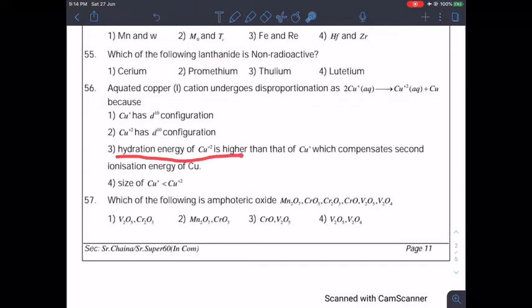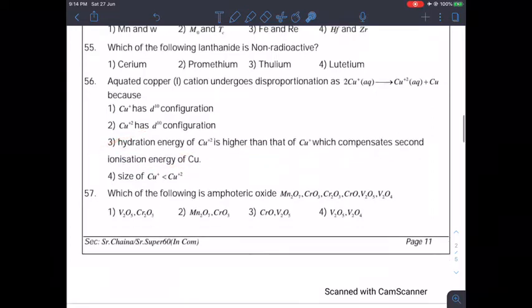Hydration energy of copper plus 2 is higher than that of copper plus 1, which compensates the second ionization energy of the copper. Yes, this is perfectly fine. The correct answer will be the third one.